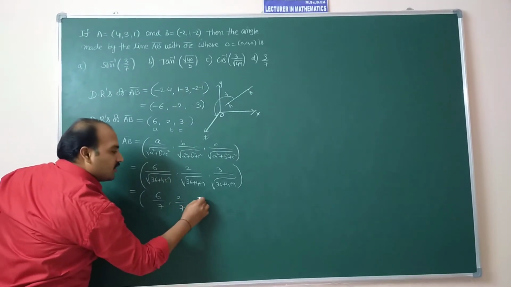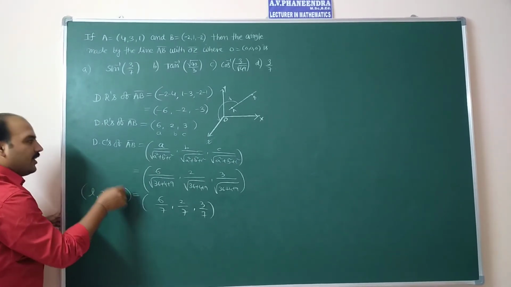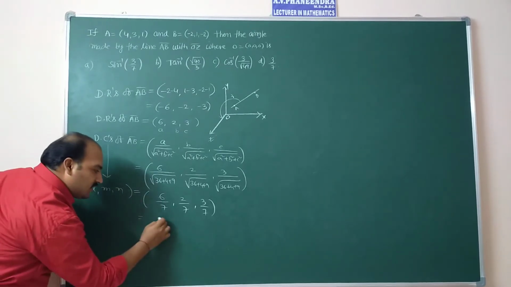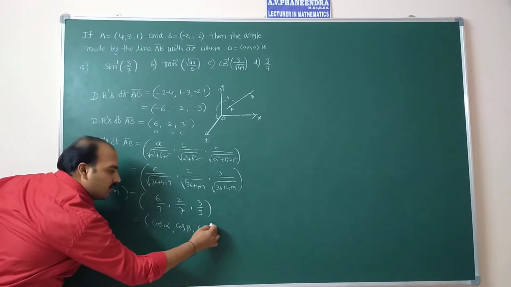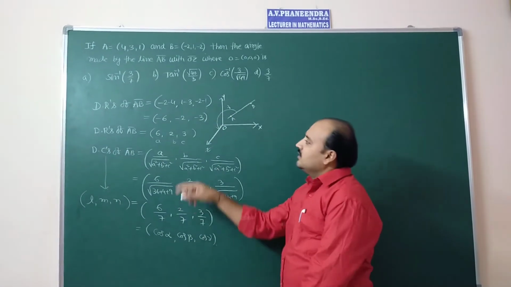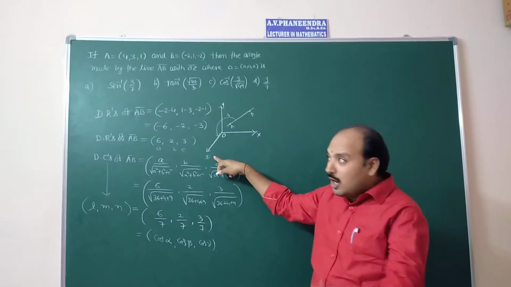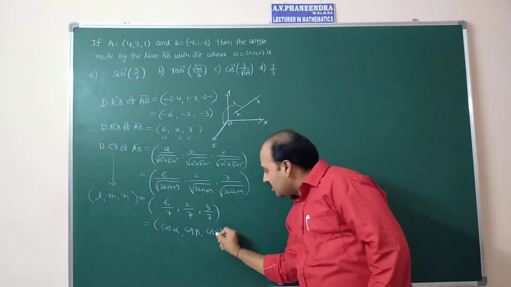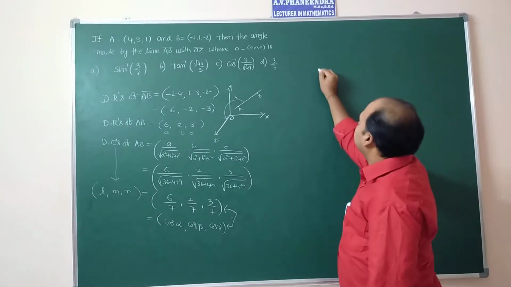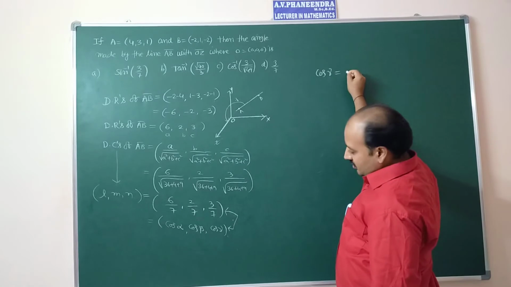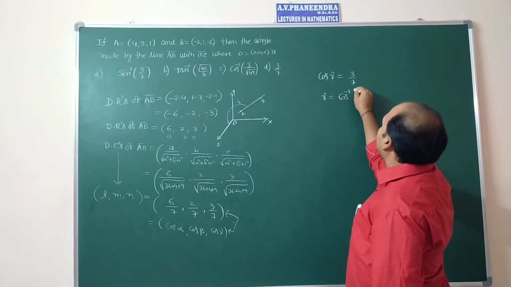So 6 by 7, 2 by 7, 3 by 7, which are denoted by L, M, N direction cosines, which we compare with cos alpha, cos beta, cos gamma. Now the question is, this line AB makes an angle with z axis is gamma, already we noted here. So cos gamma is equal to what here? Now by comparing these two, cos gamma is equal to 3 by 7. So gamma is equal to cos inverse of 3 by 7.